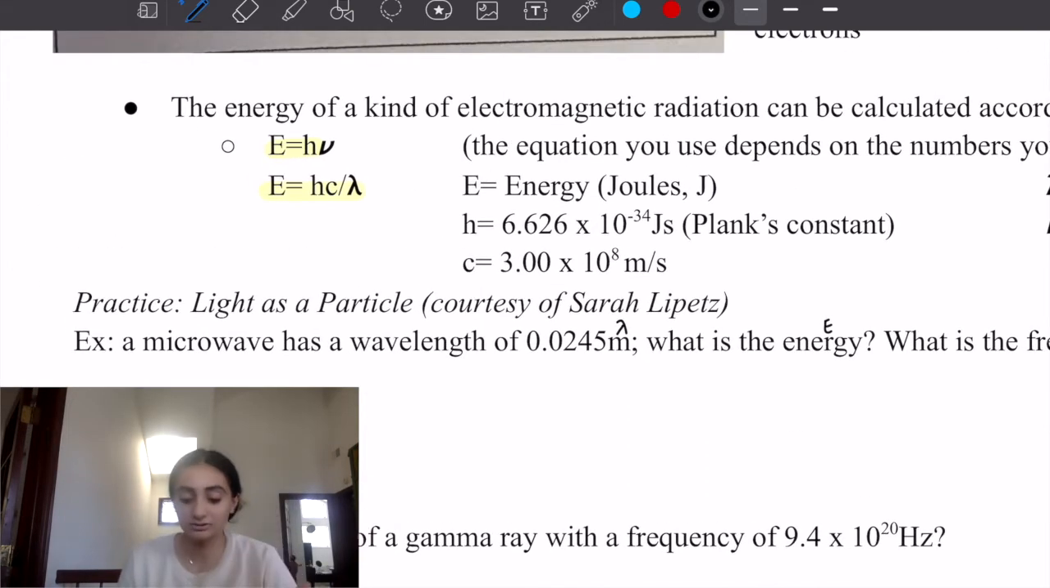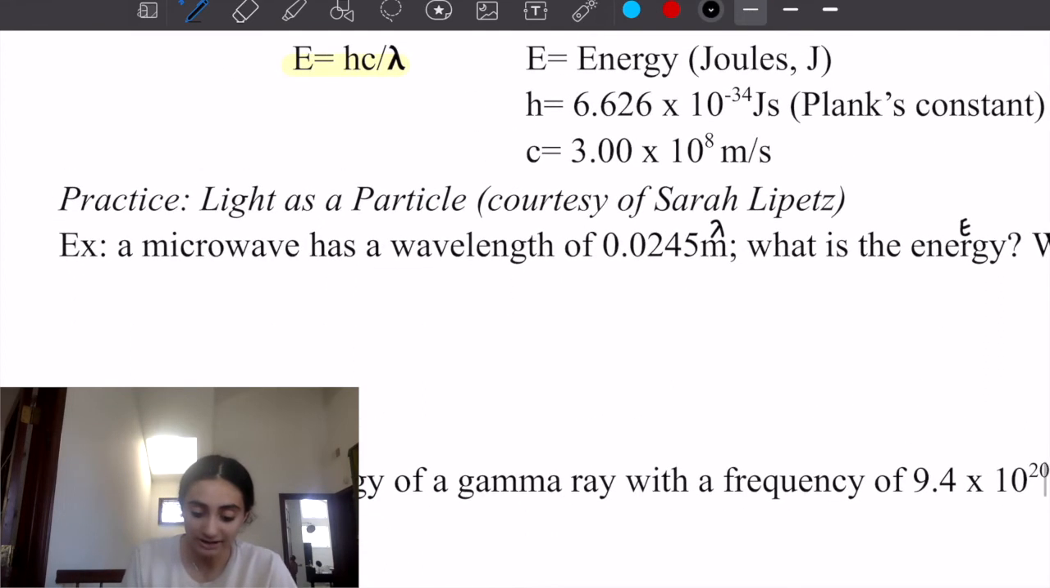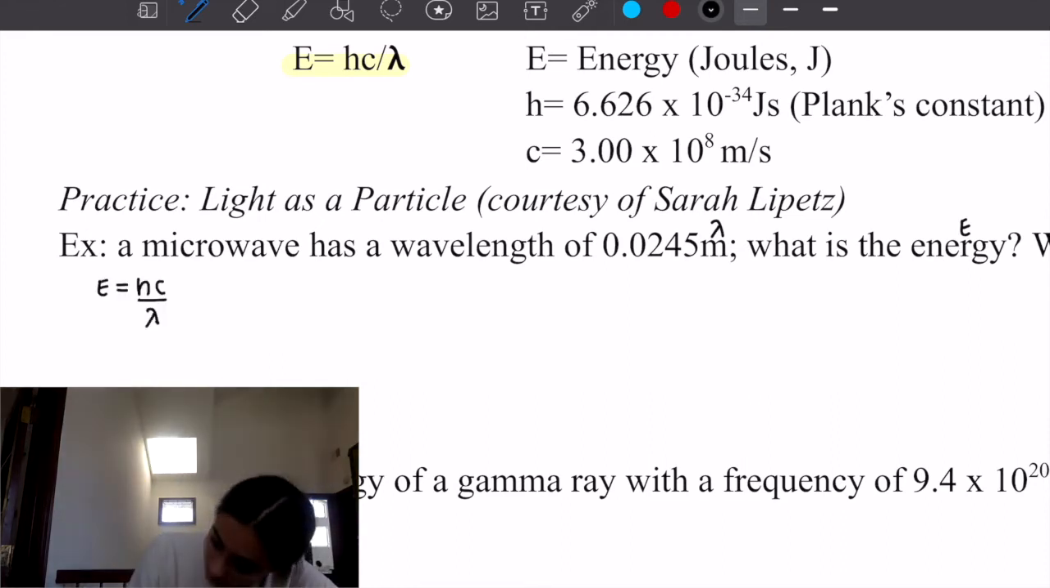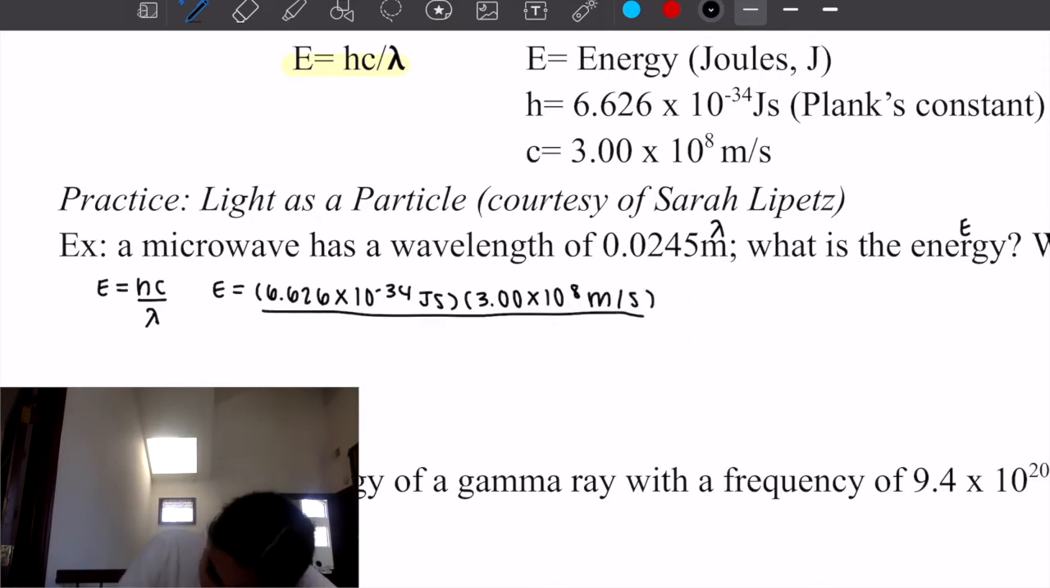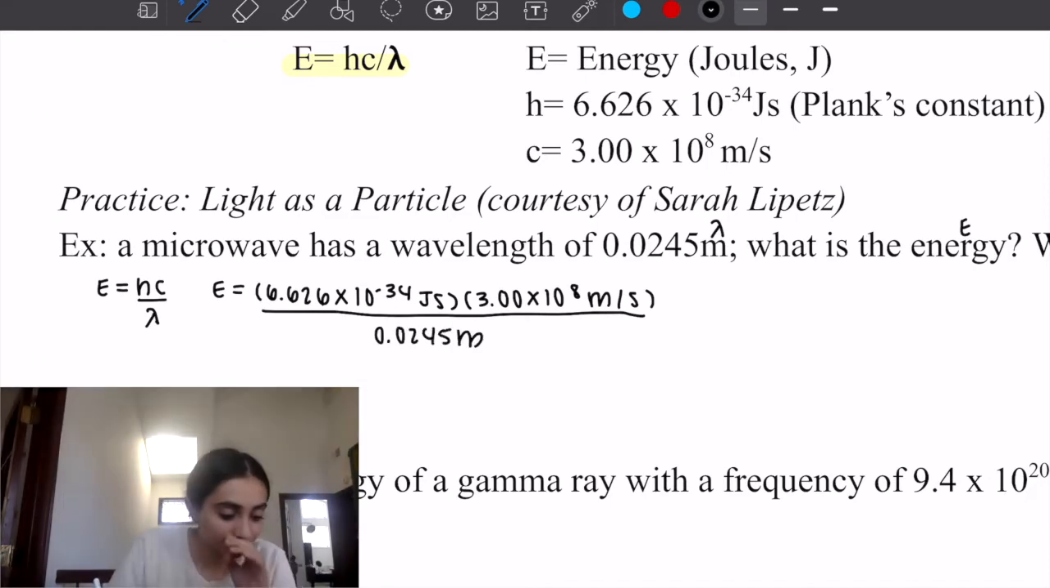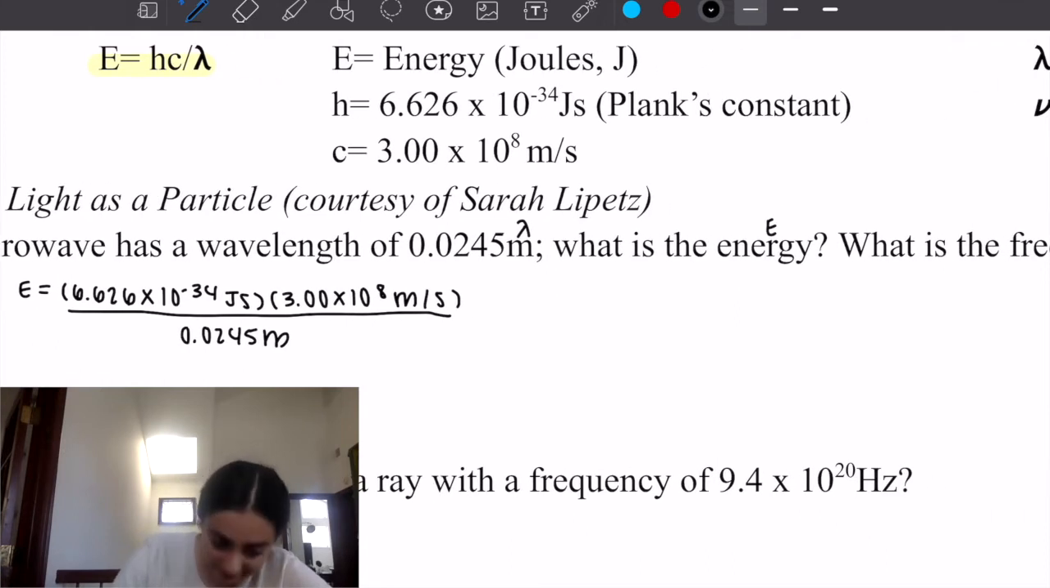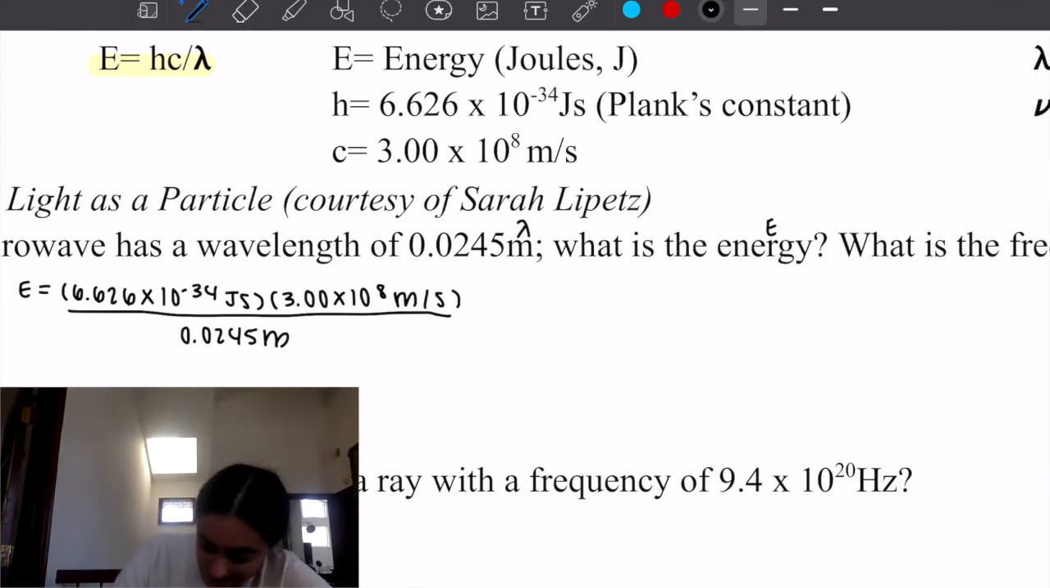So which equation can I use? I can't use E equals h nu because we don't have nu. So I have to use E equals hc over lambda. So let's write that out. So I'm going to plug in what I know. First, I have Planck's constant, 6.626 times 10 to the negative 34th joule seconds, times the speed of light, all over the wavelength of 0.0245 meters. And then that gets us 8.11 times 10 to the negative 24.